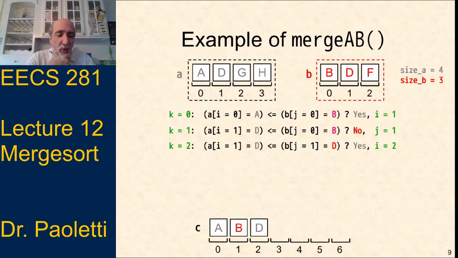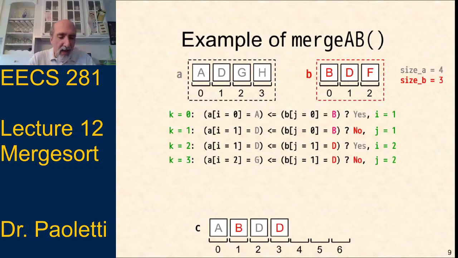Okay, so is the gray D less than the other one? Well, less than or equal to the other one. Yes, it is. So the gray D moves to the output, and I gets incremented. Now, is G less than or equal to that darker D? No, it's not. So the D from region B goes into the output and J gets incremented.